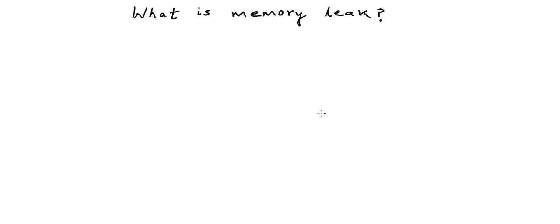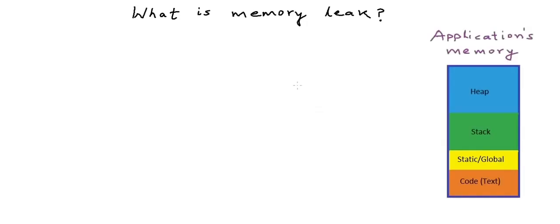A quick recap of some of the concepts that we have discussed in our previous lessons. The memory that is allocated for the execution of a program, or what we can also call application's memory, is typically divided into these four segments or sections. One section stores the instructions in the program that need to be executed. This section is called the code segment or the text segment.